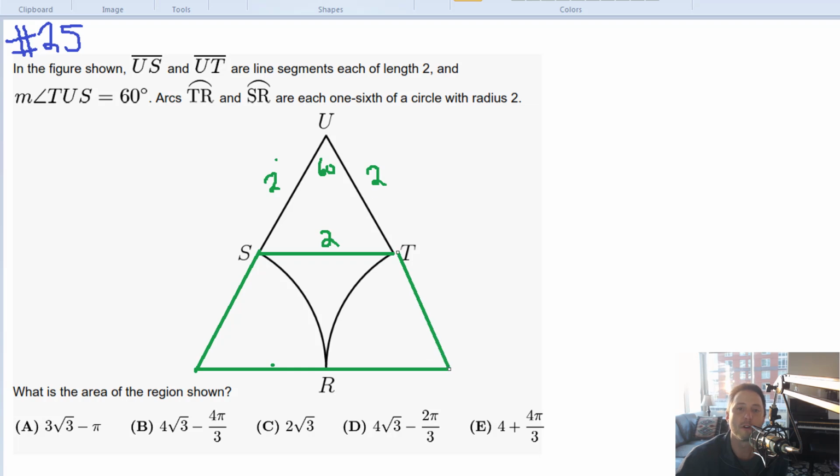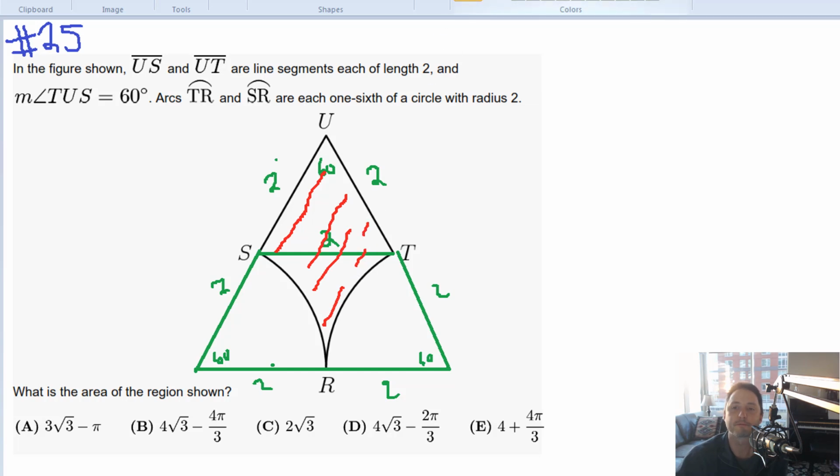Okay. So now if this is 1/6 of a circle, this is going to be 60 as well. This is going to be 60. Okay, so we're going to get 1/6 of a circle of radius 2. So this is 2. They're telling you these are all 2. Okay, so now they want to find the area of this region. So it's this red region here.